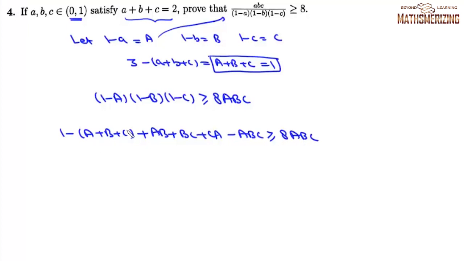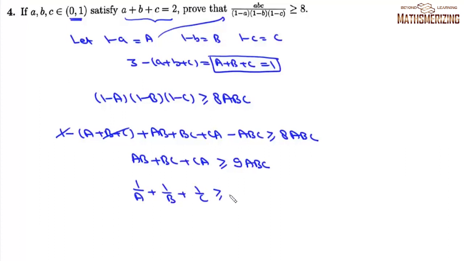Now A+B+C is 1, so this 1 and 1 will cancel. We can write AB+BC+CA is greater than or equal to 9ABC, and if we divide everything by ABC, we can write 1/A+1/B+1/C is greater than or equal to 9. So we have to prove this result.